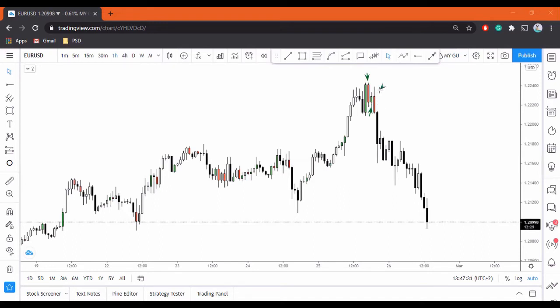But then the next candle did break the high, but it closed below the low of the previous candle. And it closed as a strong bearish candle. Now that was a clear sign to sell. Got you. Okay.